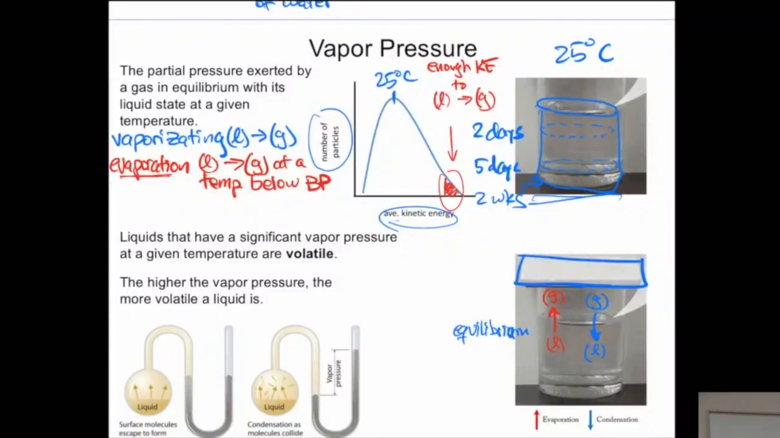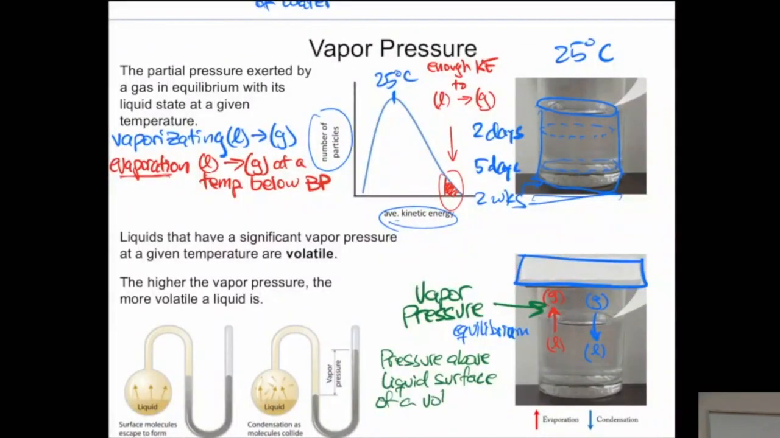When you have gas in a confined volume, what can we measure? Pressure. So if we measure the pressure going on in here, that's what the vapor pressure is. The vapor pressure is the pressure above the liquid surface of a volatile substance. I really should say a liquid. So once it's reached an equilibrium, we can measure that.